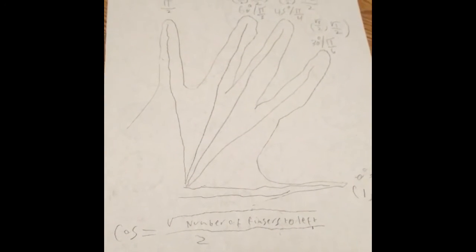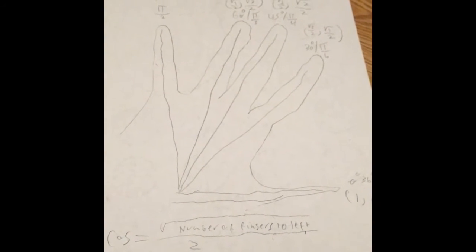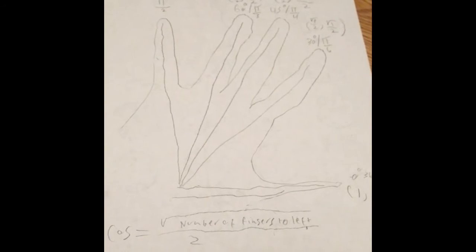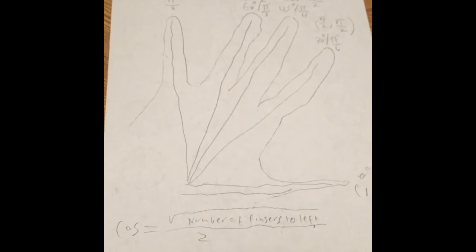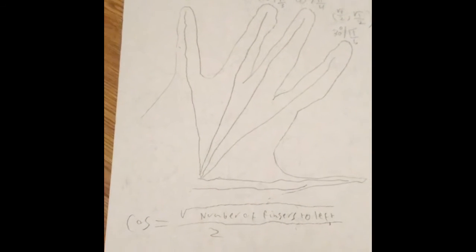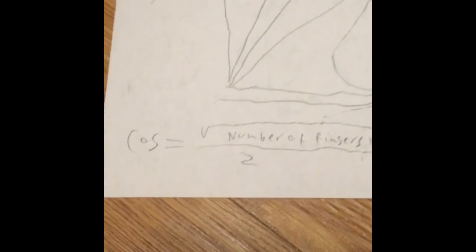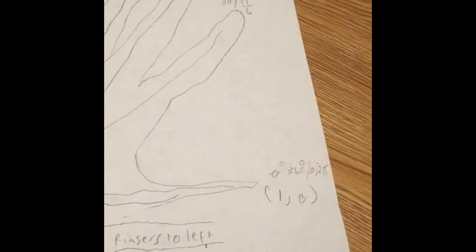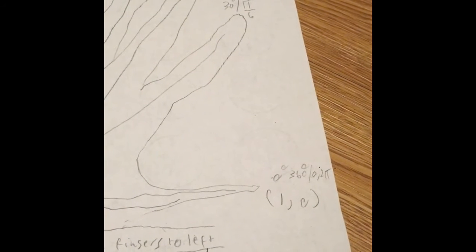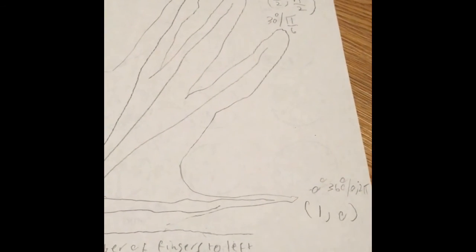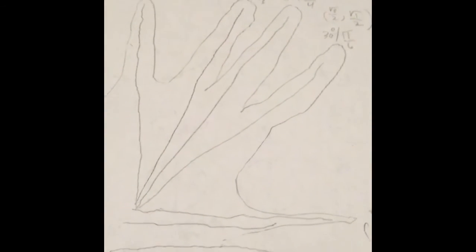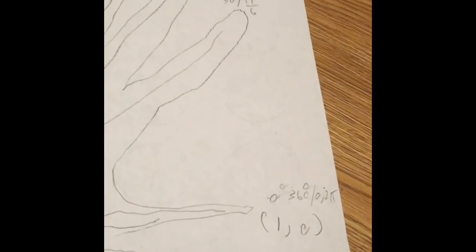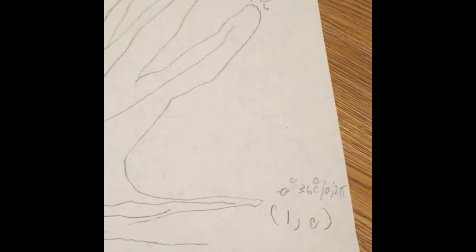Okay, in left-hand trig, cosine represents the x-coordinate of each angle in the quadrant 1 of the unit circle. In order to find each cosine, we'll use the formula cosine equals the square root of the number of fingers to the left over 2. For the thumb, it's the square root of 4 over 2 because there are 4 fingers to its left, and square root of 4 over 2 simplifies to 1. Its final coordinate is 1, 0.